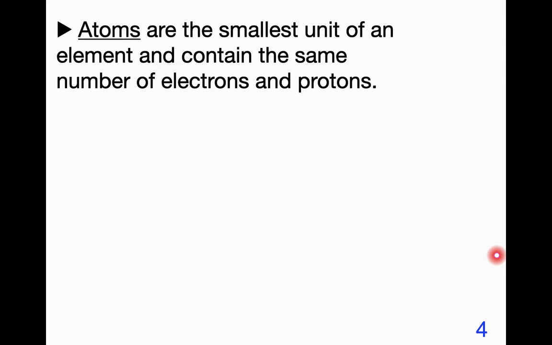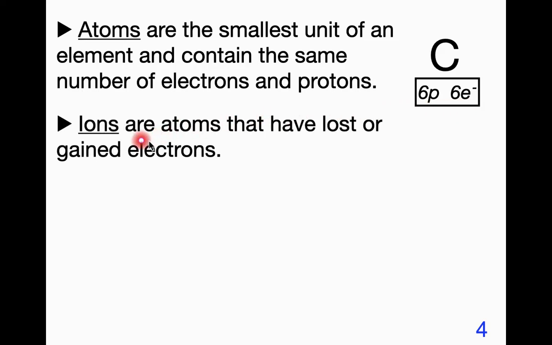Atoms are the smallest unit of an element and contain the same number of electrons and protons. So let's take carbon as an example. Carbon is atomic number 6, so it has 6 protons, and unless you're told otherwise, and if it's referred to as an atom, it's neutrally charged, has no charge, so it must mean it has the same number of electrons.